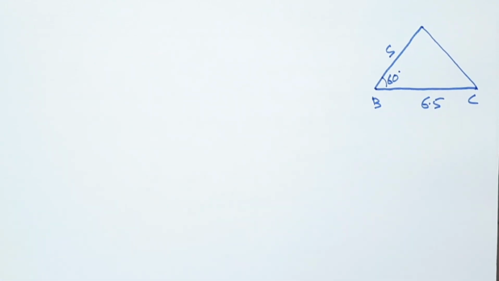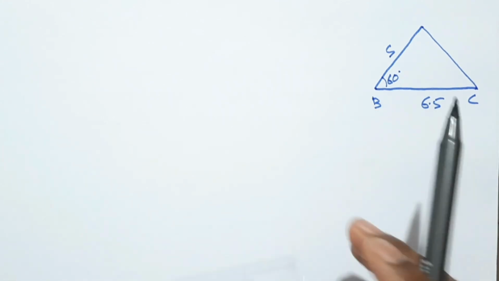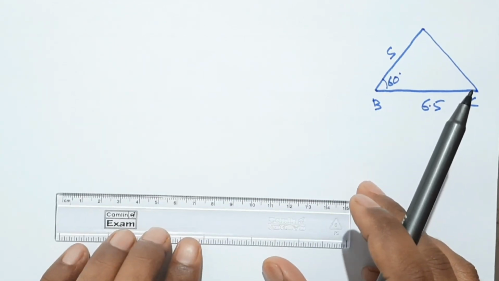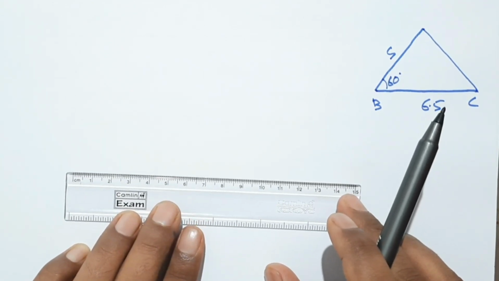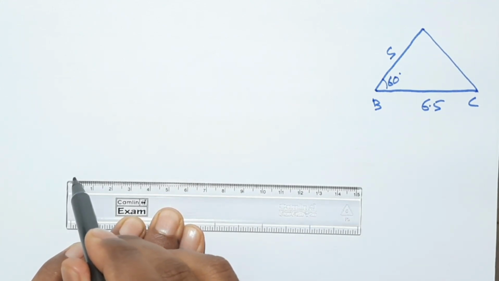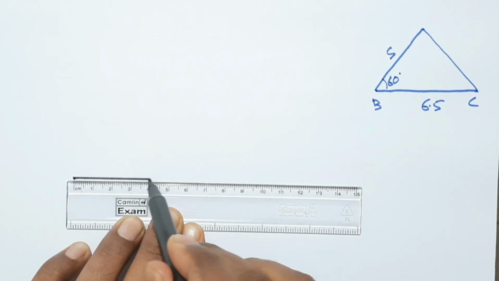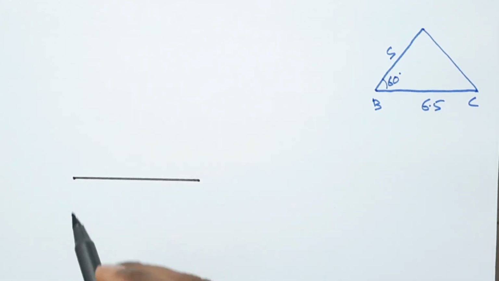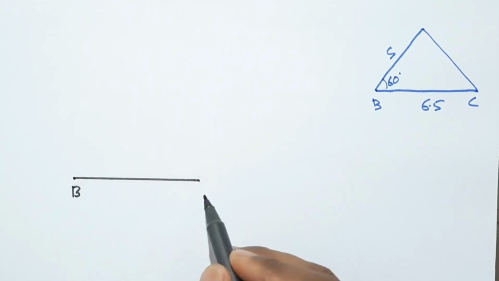Okay, so let's start. First we are going to draw a base BC as 6.5 centimeter. So this is our base, 6.5 centimeter. Okay, so this is base BC.